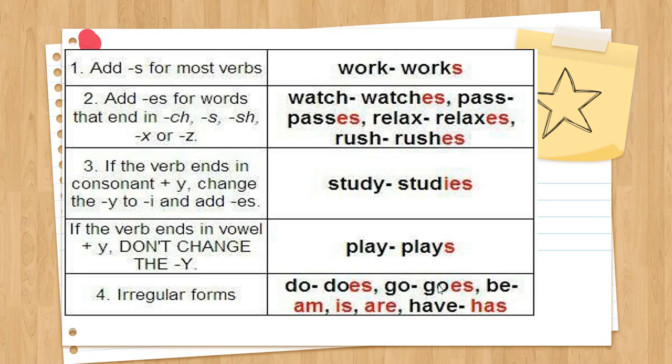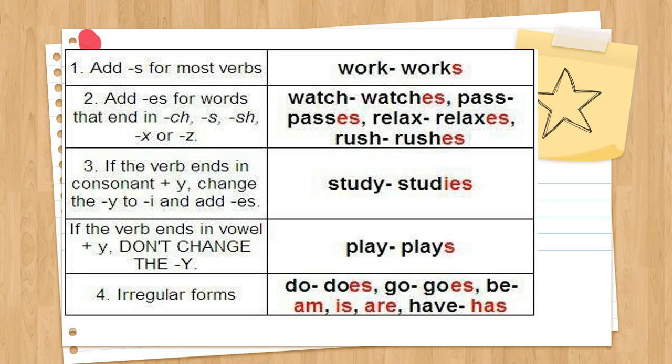Another example with the verb go. You can say Peter usually goes to the park with his father. You see that you need to add an E and an S. Why? Because you are using the subject Peter, and Peter is the same as he.